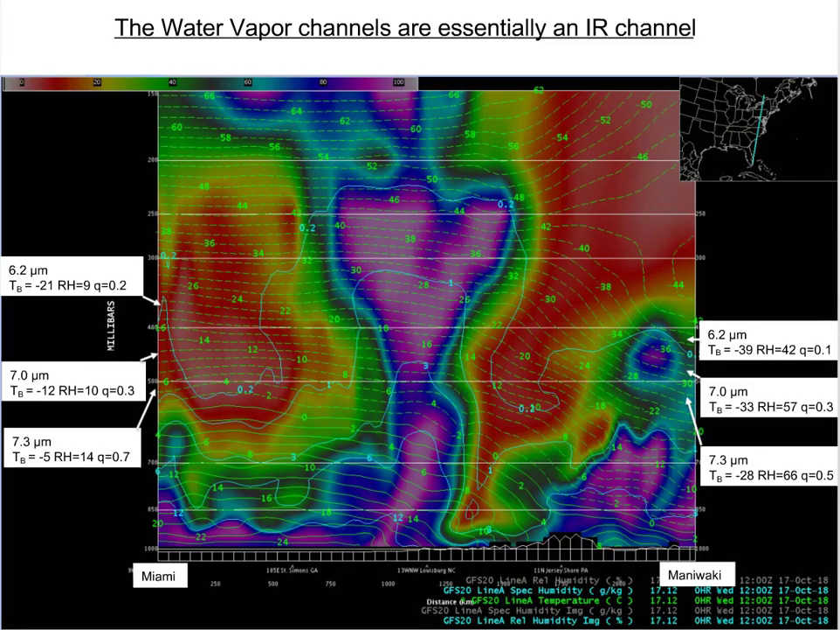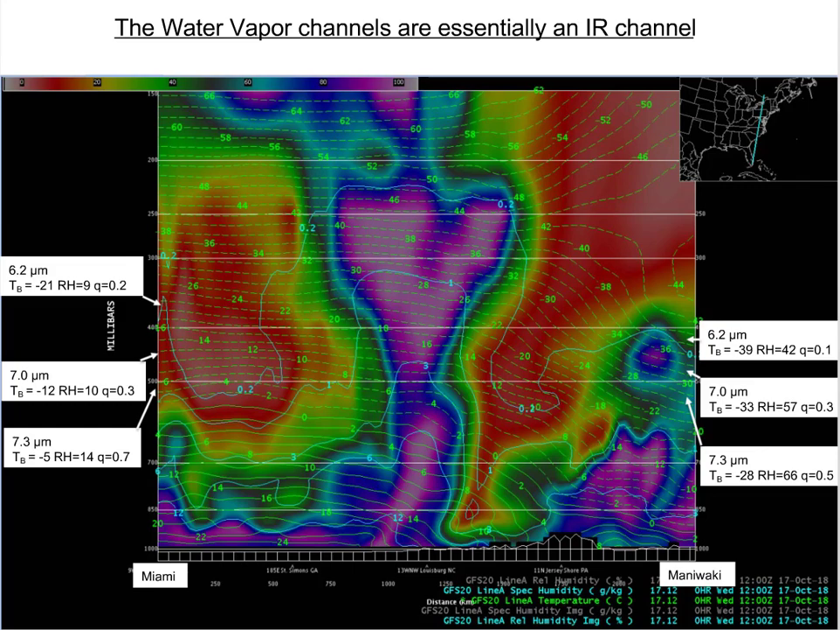Here's a cross-section from the 0-hour forecast of the GFS that spans from Miami to Maniwaki. I am showing the observed brightness temperatures from the cursor readout in AWIPS, along with the specific and relative humidities at those levels. The most important point is that brightness temperatures are considerably cooler at Maniwaki compared to Miami.